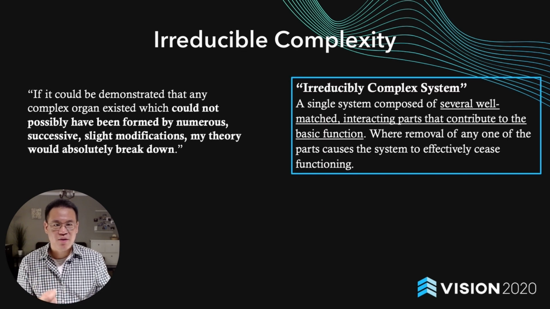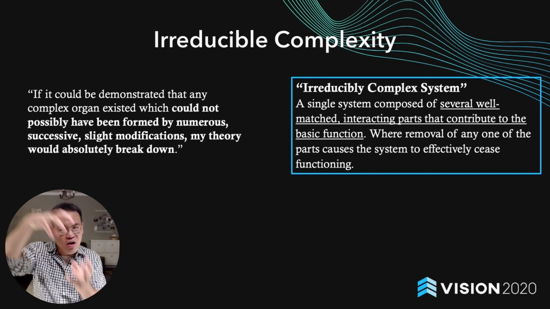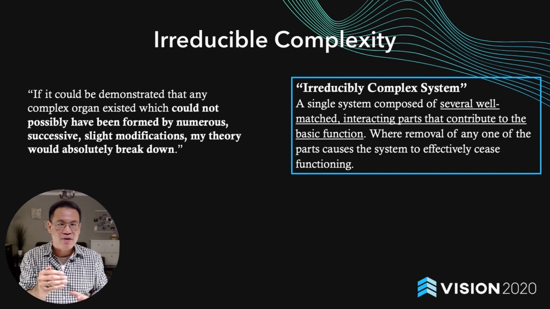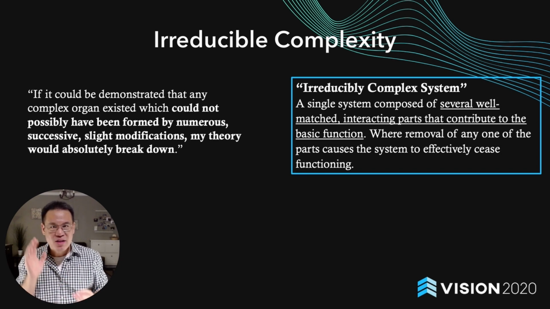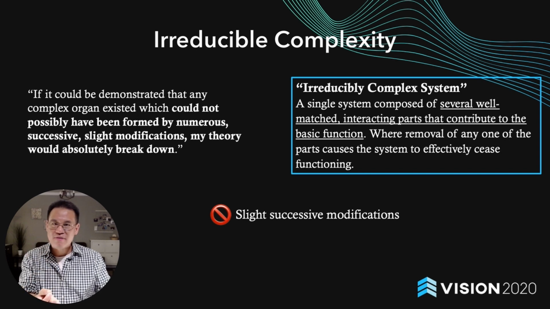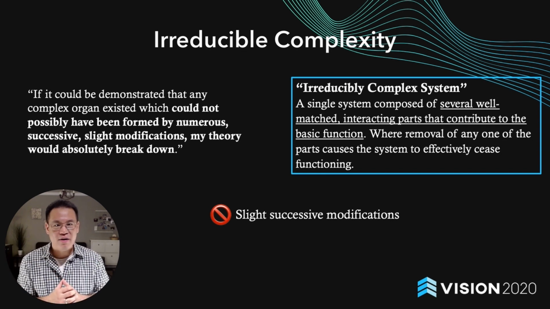Well, a system that's irreducibly complex means a single system composed of several well-matched interacting parts that contribute all together to the basic function, where the removal of any one of these parts causes the system to effectively cease functioning. Okay, and when you look at a system like that, such a system cannot be produced by slight successive modifications, because any precursor that is missing all of a sudden makes the whole thing non-functional. The whole thing falls apart.